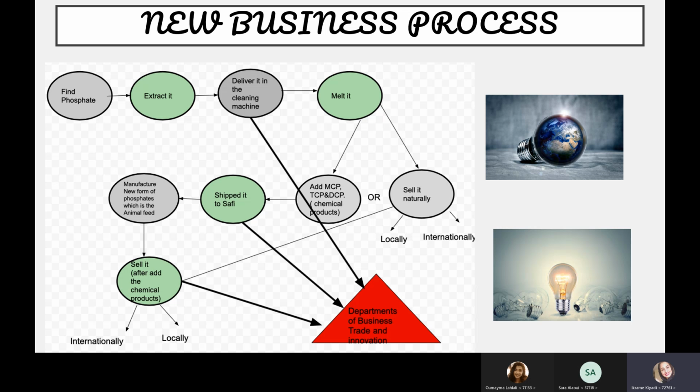Our new business model process is the creation of a new department, which is the Department of Business, Trade and Innovation. The main reason for creating this department is because the company needs more integration between available departments. To clarify more, this department will be integrated with each department, which is going to be finance, marketing, human resources, and logistics. And here, in this new business model process, you can see how this department will be integrated with other departments.